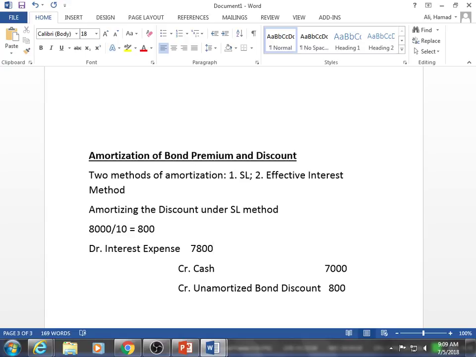So what's the significance of that? Where does the interest expense show? Which statement, the income statement or the balance sheet? Income statement. Revenues minus expenses.